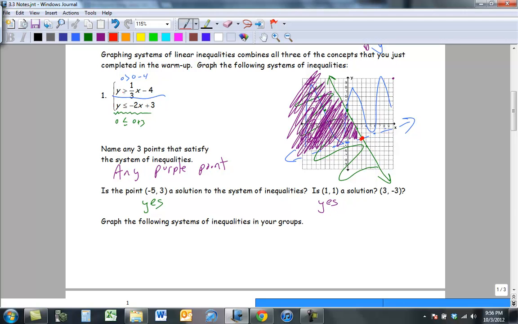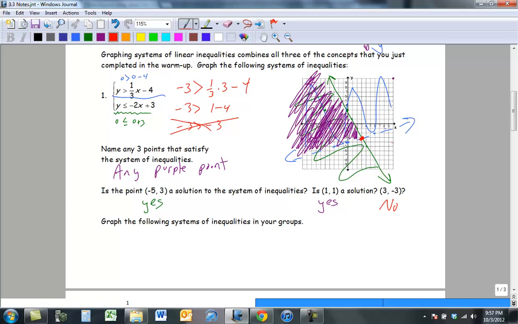So check this out. If I was to plug in the point (3, -3), we would have -3. Is that greater than 1/3 times 3 minus 4? Well, 1/3 times 3 is 1. 1 minus 4 is -3. Is -3 greater than -3? No, that is equal. Thus, this point, even though it is the intersection point, it is not a solution because it doesn't satisfy both inequalities in the system.